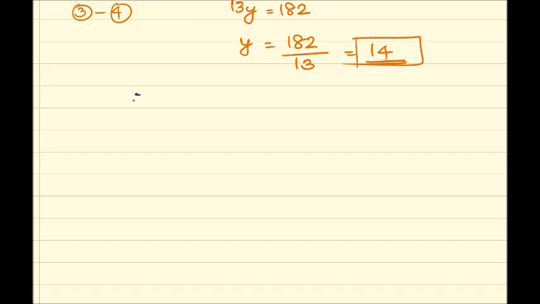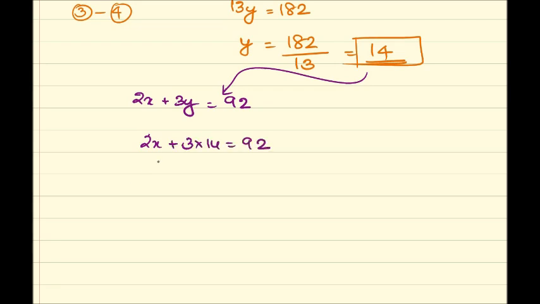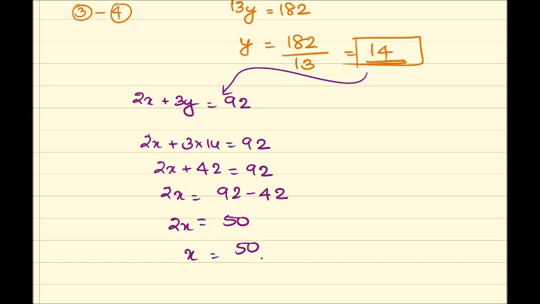Now in the first equation, 2x plus 3y is equal to 92, we'll substitute the value of y. We'll get 2x plus 3 into 14 is equal to 92. That is, 2x plus 42 is equal to 92. That is, 2x is equal to 92 minus 42, that is 2x is equal to 50. That is, x is equal to 50 divided by 2, that's equal to 25.